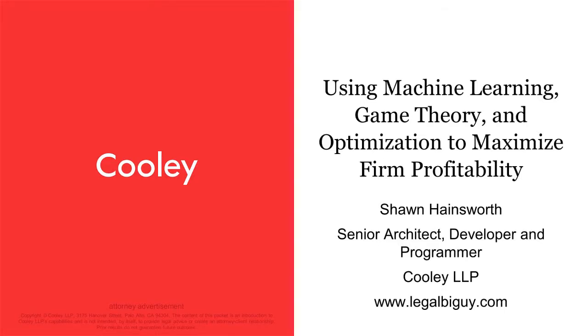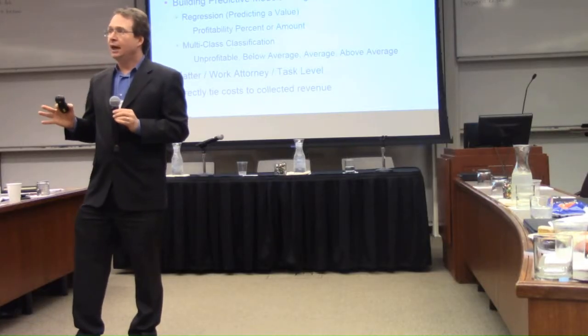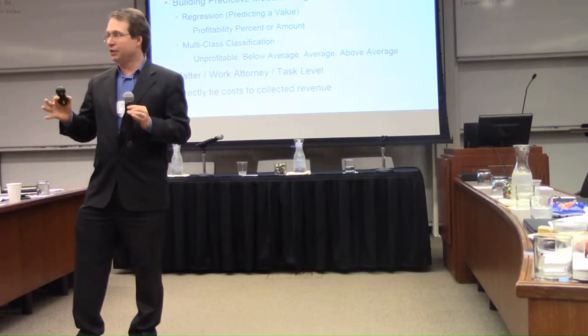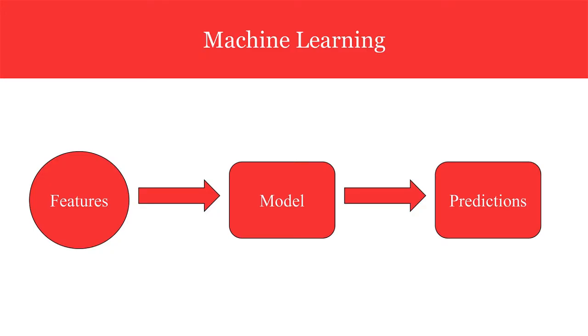So to begin, let's talk about machine learning and profitability. As a quick primer, machine learning is training a model. What we do is we put features into that model. Features are factors, they're measures or dimensions, and we'll train the model, and we'll test the model, and then we'll use that model to make predictions.